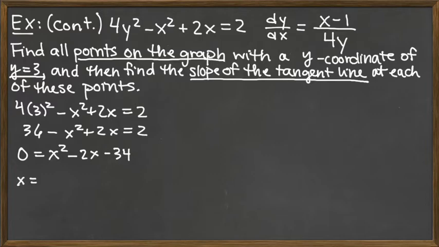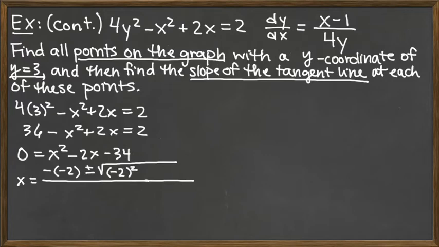So x is equal to negative b, so negative b would be the negative 2, plus or minus the square root of b squared, b is negative 2 again, so we have (negative 2) squared. Notice that I do have the negative 2 in parentheses there, because we really do mean the negative 2 times itself for the b squared. So b squared minus 4 times a times c. So 4 times a is 1, and c is our negative 34. And all of that is over 2a, so 2 times 1.